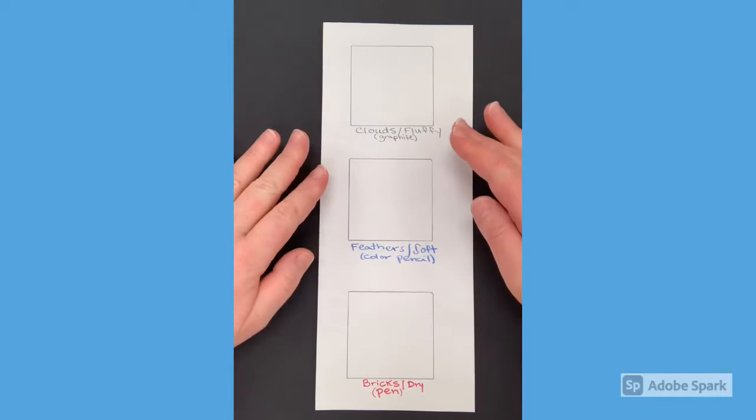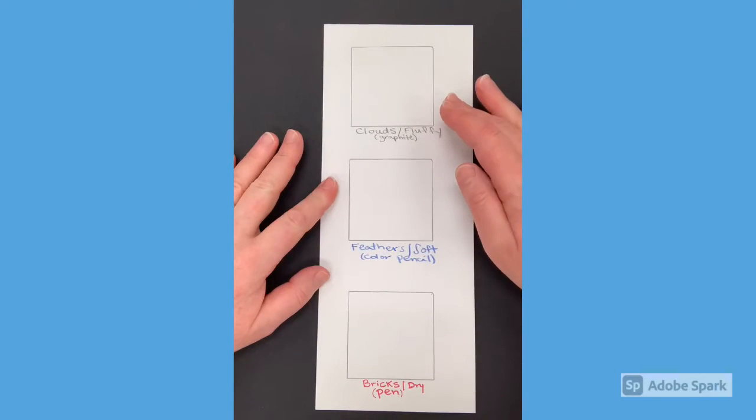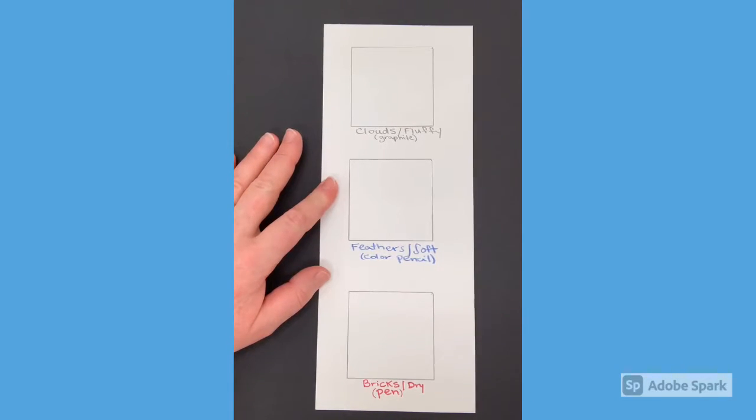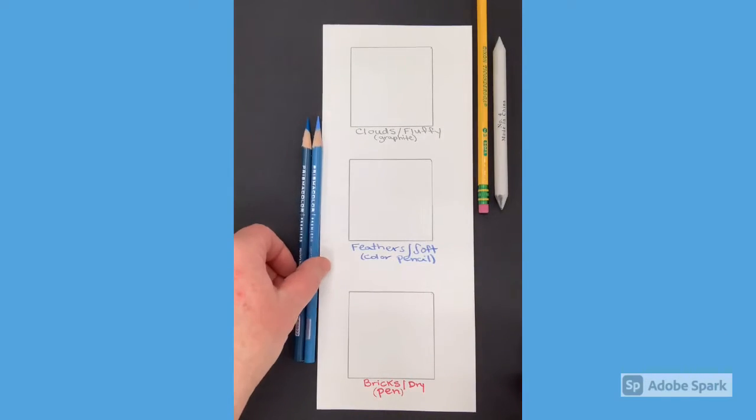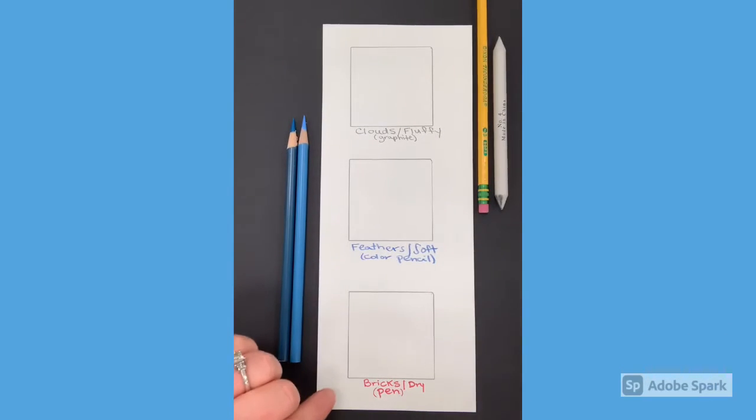Ms. Alekia here. I'm going to begin demonstrating the implied textures. Clouds for fluffy. I'm going to use a graphite pencil, and a blending stick is optional. Feathers for soft. I'm going to use color pencils with value, a light and a dark color. And bricks for dry, using a red pen.